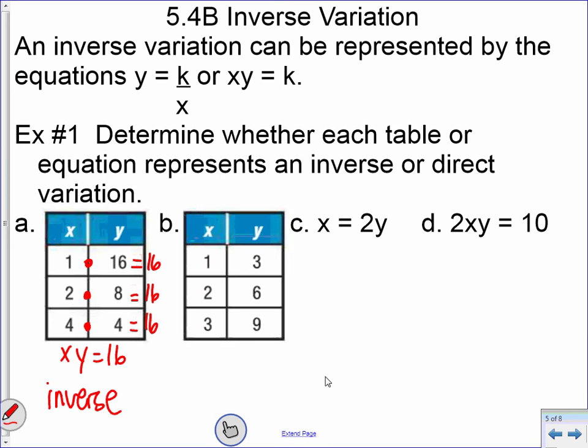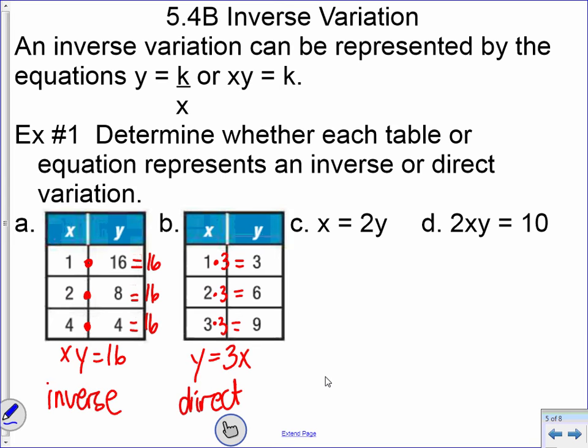However, if you multiply by the same number to equal the y, you notice 3 times 1 is 3, 3 times 3 is 9. Every time I do this, I take my x and I multiply it by 3, and that equals y. That is a straight up direct variation formula.